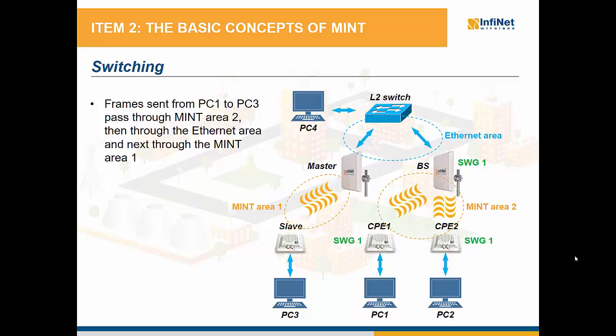But what's going on in case we delete the default switch group 1 at the master and slave unit and create switch group 2 instead, still adding the Ethernet and RF5.0 interfaces to it? Well, we will notice that the traffic is also allowed, because once the packets are sent from PC1 towards PC3, they leave MINT area 2 and enter into the Ethernet area. Thus, the MINT header that is tagged with switch group 1 is removed at this point, as we've discussed before, and next, once the frames arrive to MINT area 1, they are tagged again, but this time with switch group number 2 set on both master and slave units.